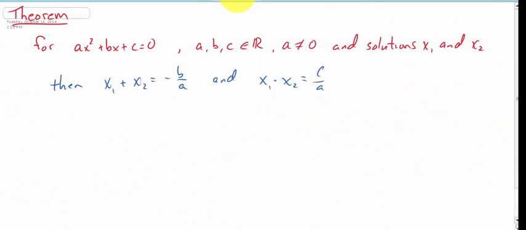Okay, so here's a big theorem, guys. For a quadratic in standard form where the coefficients are real numbers and a doesn't equal 0, if the solutions are x1 and x2, then the sum of those solutions will always be negative b over a, and the product of those solutions will always be c over a. Kind of a neat theorem. We could use this to solve quadratics with a system of equations. The two roots have to be negative b over a for the sum, c over a for the product.